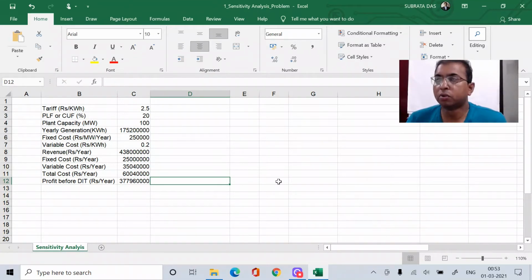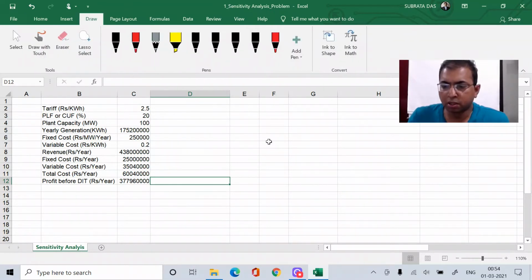Dear friends, we'll learn in this session sensitivity analysis. For this we will use an example of a power startup company that has to invest in a 100 megawatt solar plant capacity. They are estimating it will run at about 20% PLF and will give a 2.5 tariff.